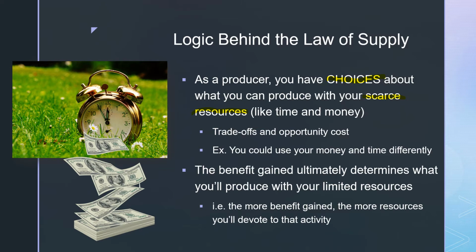If the benefit you get is worth it, then you're going to devote more resources to that activity. So in other words, if your classmates are willing to give you a lot of money for selling candy bars, you're going to spend a lot of time and money going to get more candy bars every day to sell to your classmates. If they're not willing to give you very much money, why would you spend your time and money to do all that work to get the candy bars to sell to your classmates? It just doesn't make sense. You would spend your time and money doing something else. And so that's why at a high price, producers will produce more, and at a low price, they produce less.